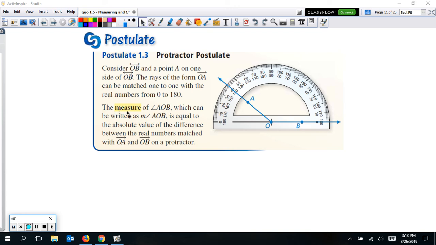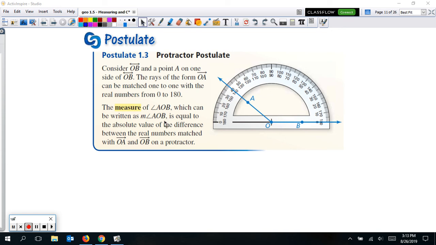So the measure of the angle AOB can be written with an M in front. If we're just talking about the angle, we're just going to say angle AOB. But if we're going to actually give it a degree, like the measure is 140 degrees, we want to put a little M in front of our angle. That way it says the measure of angle AOB is 140 degrees.